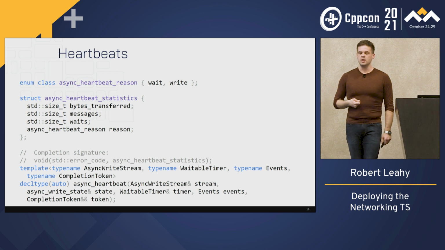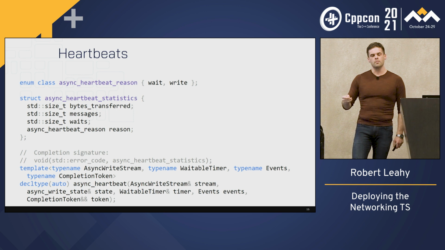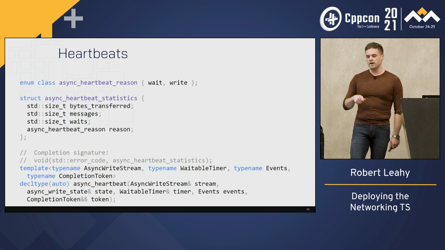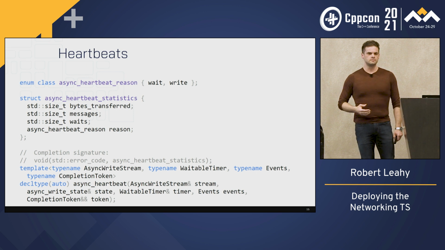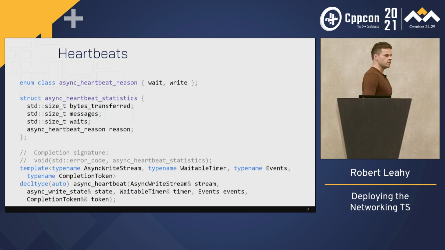Which brings us to the initiating function of our asynchronous operation, which always fails. It takes in a write stream, because it's going to write those heartbeats, a write state so it can prepare the header, a waitable timer to wait on, something called an event structure, and of course the completion token it's going to use to notify the caller when we inevitably fail, with the reason for that failure and the statistic structure. But what's that events object? What's the motivation for that?